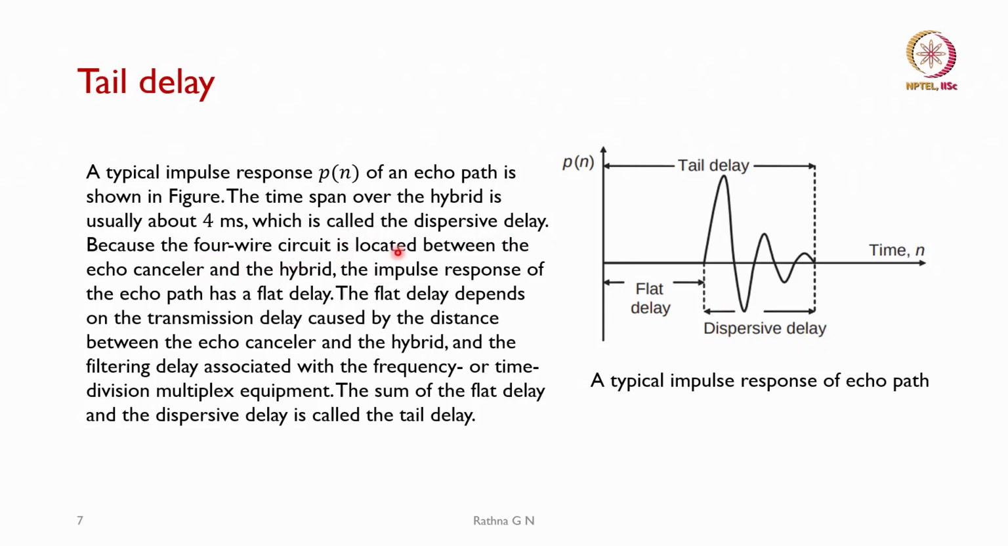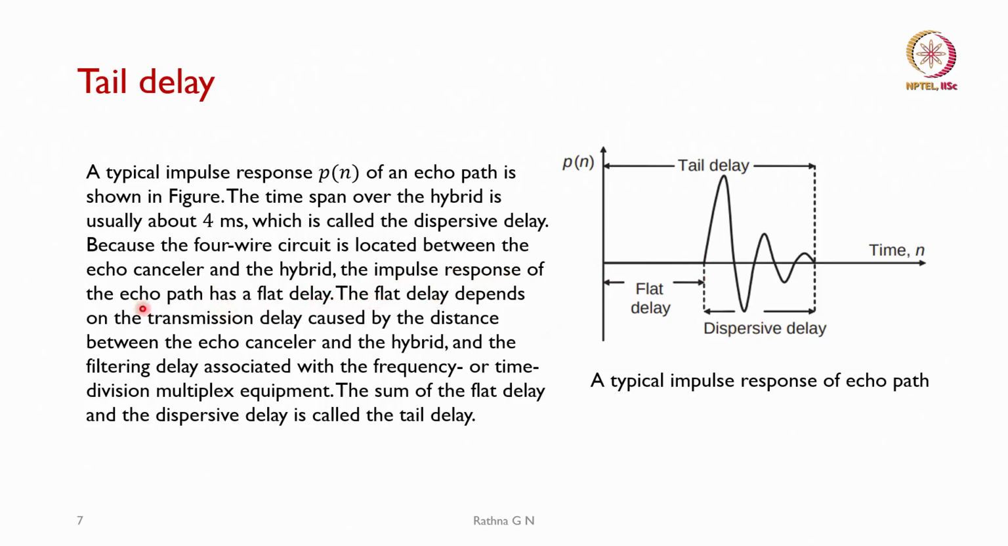Because the 4-wire circuit is located between the echo canceller and the hybrid, the impulse response of the echo path has a flat delay, as you can see here. Then you will be getting the dispersive delay. The impulse response of the echo path has a flat delay.